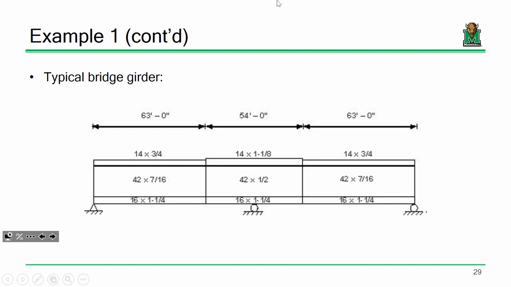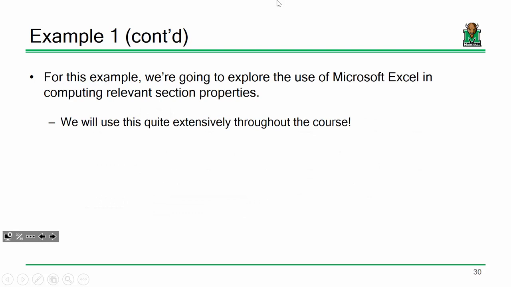The bottom flange, however, is the same across the board. It's all 1 1/4 inch, all right? Any other questions? Now, there's a framing plan associated with this where we look at cross-frame layouts and what have you. We really don't need that for what we're talking about right now, so I just sort of left that out. All right, sound good?